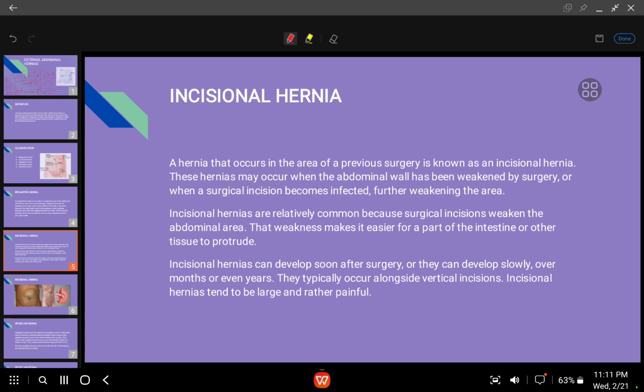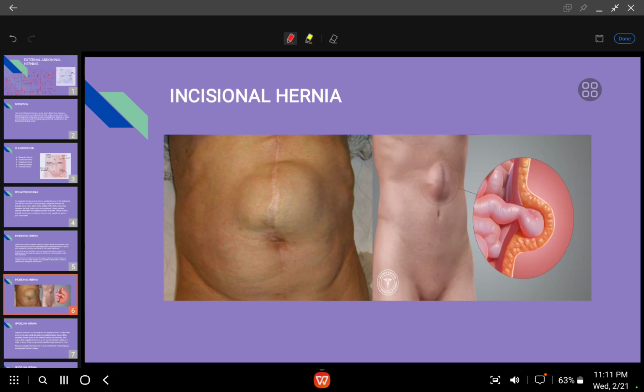Incisional hernias can develop soon after the surgery, or they can develop slowly over months or even years. They typically occur alongside vertical incisions, and incisional hernias tend to be large and rather painful. So here you can see the incisional hernia.